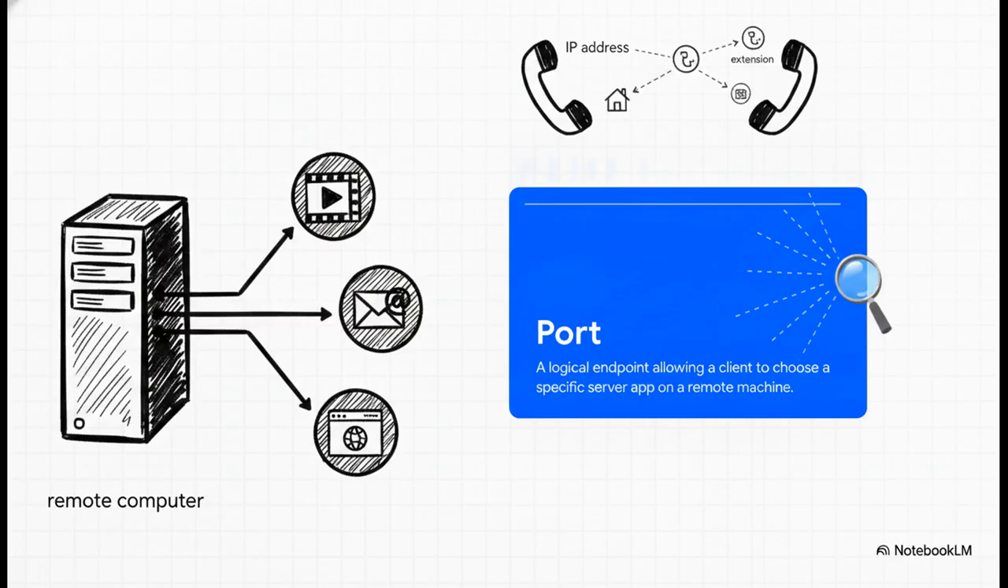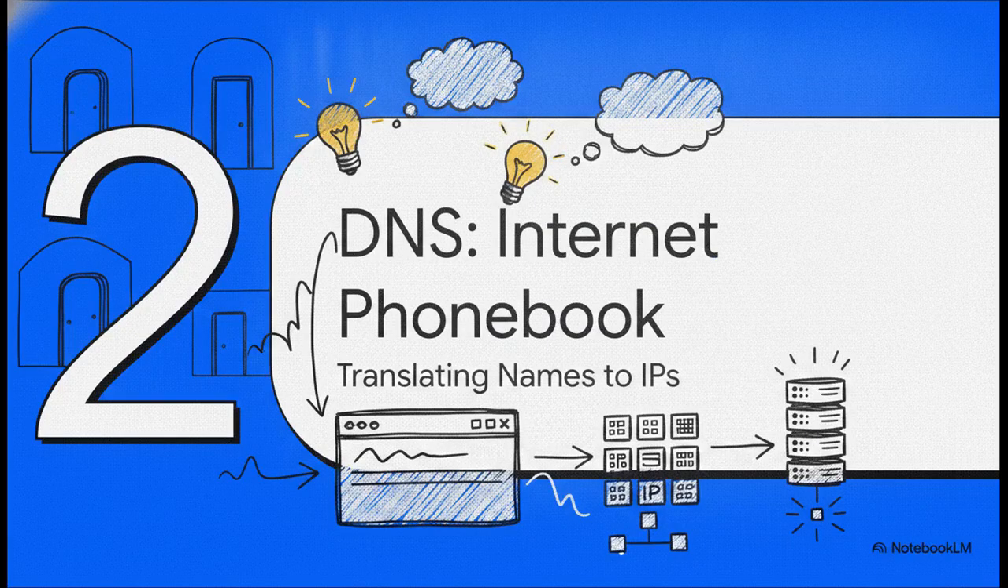Think of it like a telephone system. If an IP address is a company's main phone number, the port is the specific extension for the exact department you want to reach. Port 80, for instance, is the standard extension for a web server, while port 25 is typically for an email server. It's this brilliant logical endpoint that makes sure your web browser doesn't accidentally start chatting with a remote machine's email software. Moving right along to Section 2, DNS, the Internet's phonebook.